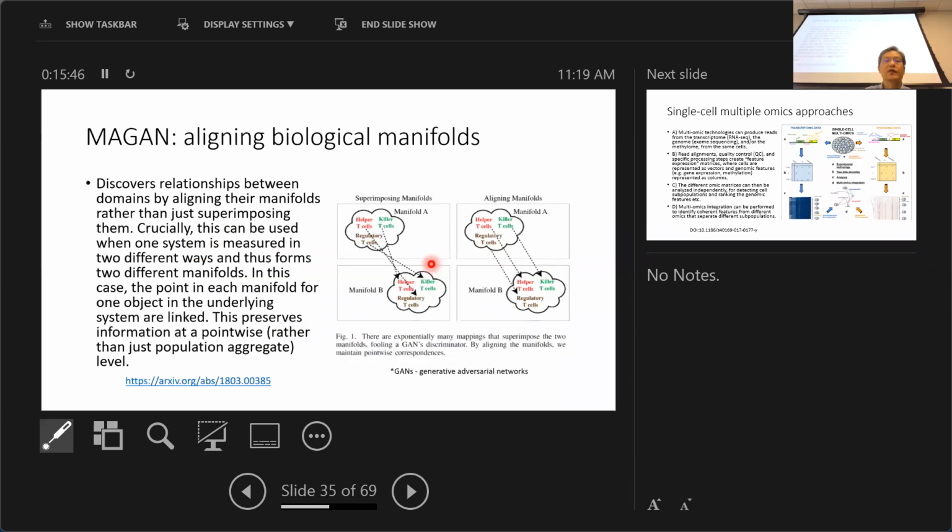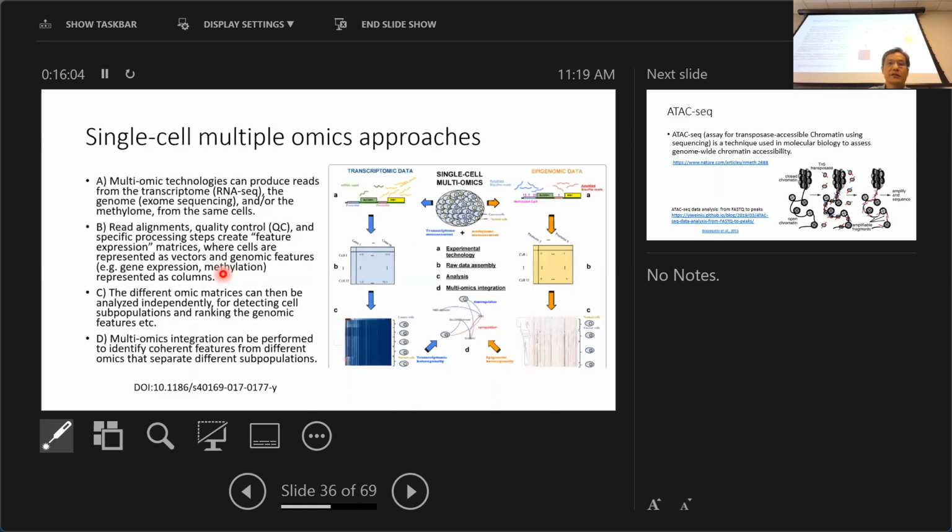So people borrow this idea to try to align manifolds from data generated by different techniques, for example, for the same biological objects. So this is one of the algorithms.